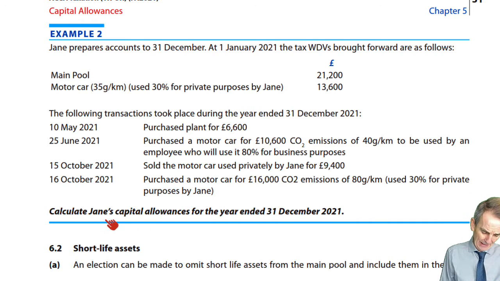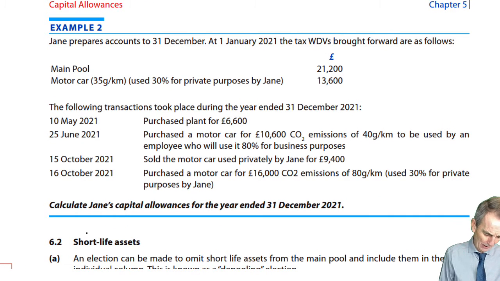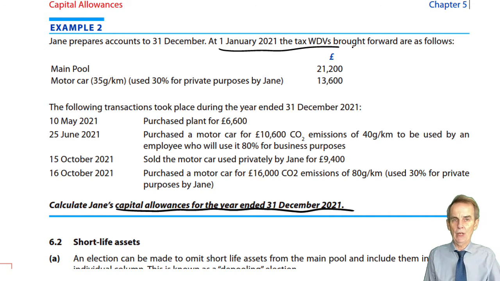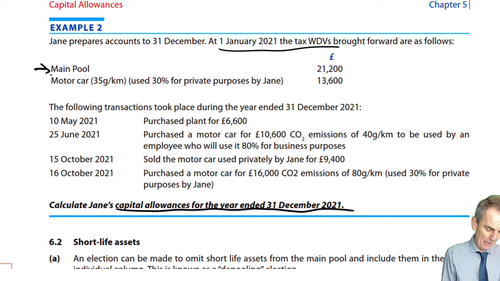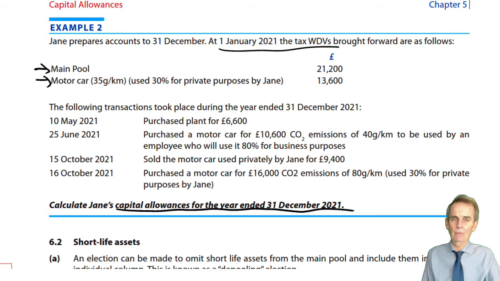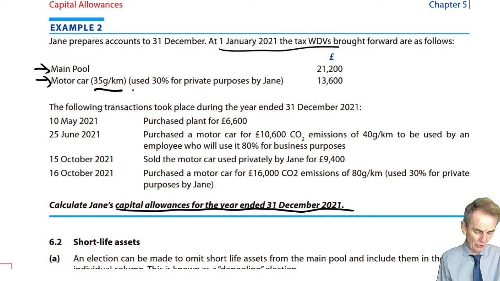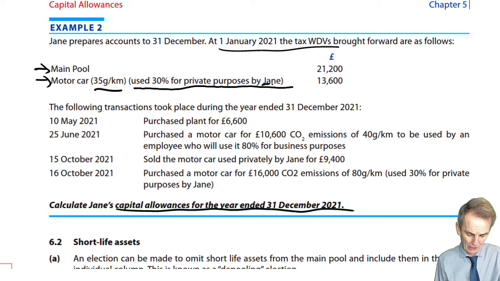So what do we have here? Again, as you have already dealt with, we had to produce the capital allowances computation for the year ended 31st of December 21. We're doing that for Jane, and we're told at the beginning of the accounting period she has the following tax written down values. A main pool, and then separated out from that main pool, not included within a special rate pool, not with these CO2 emissions anyway, but it is separate because it's used 30% for private purposes by Jane. Who is Jane? Jane is the proprietor. This therefore is a private use asset. So we have our two tax written down values to bring forward.